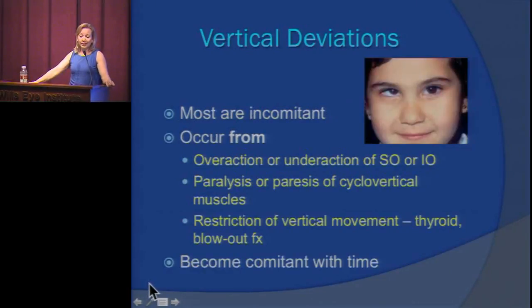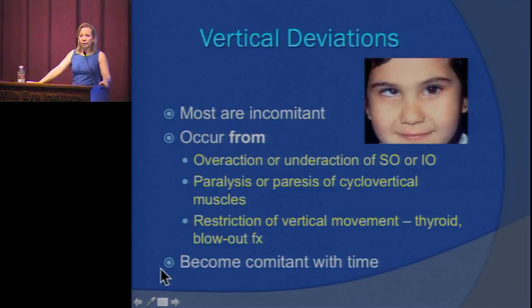Most vertical deviations are incomitant. They occur from over or under action of the superior oblique. They can occur from paralysis or paresis of the cyclovertical muscles. There can be restriction of vertical movement, for example, in thyroid disease or blowout fractures, and they usually become comitant with time. Okay, that's an important point, because if they're long-standing, you will see a lot of comitance and it'll be hard to target which muscle is causing the problem.